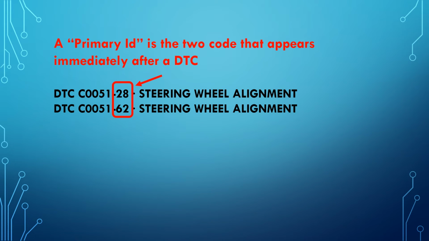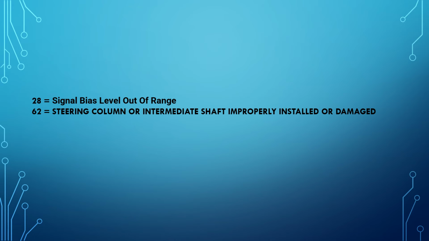A primary ID is a 2-digit code that appears immediately after a DTC. These are sometimes called symptom codes or subcodes. Let's use an example. DTC C0051 means steering wheel alignment. However, we do have a subcode afterward of 28 and 62. So let's see what 28 and 62 mean. 28 is signal bias level out of range. 62 is steering column or intermediate shaft improperly installed or damaged. So basically our subcode is giving us more information as to why.